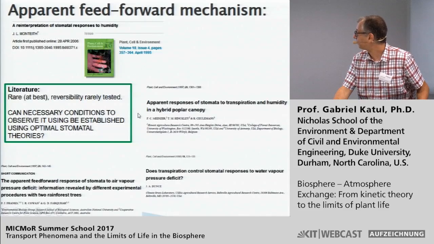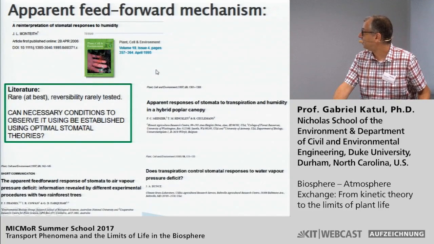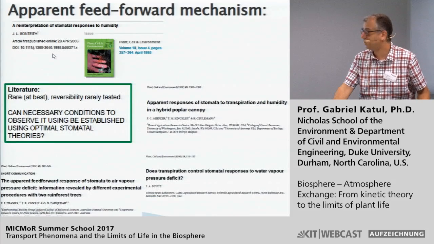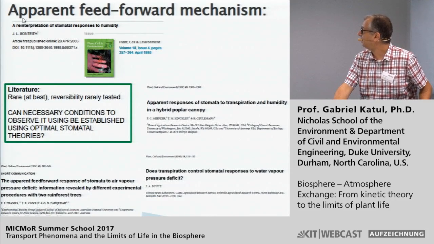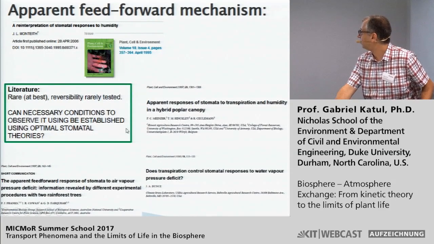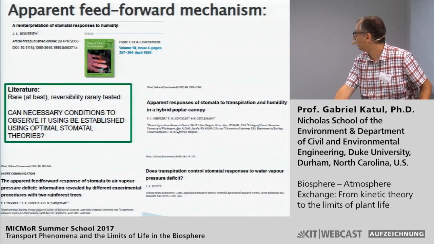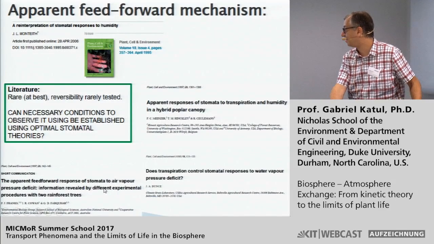Okay, so this topic, as mentioned, started in the 70s, then in the mid-90s, so that's 20 years, this popped up again. Monteith came about to reinterpret the stomatal responses to humidity, and then a whole sequence of papers followed, later by Mainzer and many others, as to whether this apparent feed-forward mechanism exists and is real and can it be quantified, etc.